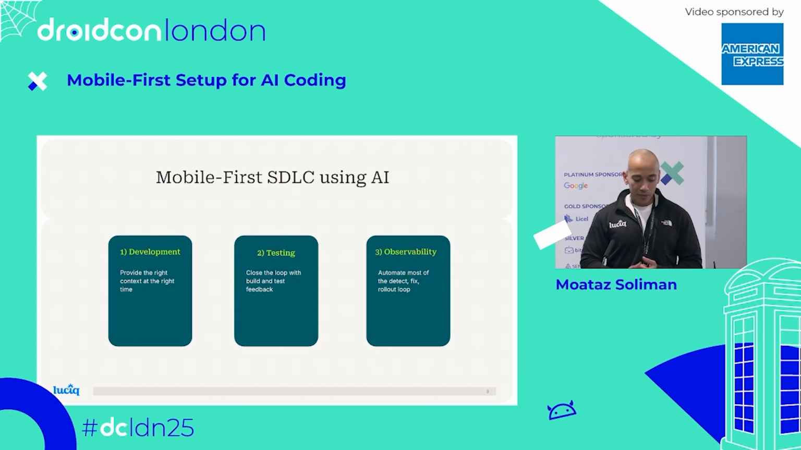For today's talk, I'll be splitting it into the three phases of the software development lifecycle. Starting with development, then testing, and I'll be closing with observability. So starting with development, how you can provide the right context to those models and agents at the right time. Then in testing, how we can close the loop of the build and test feedback. And observability, how we can automate as much as possible of the maintenance lifecycle.